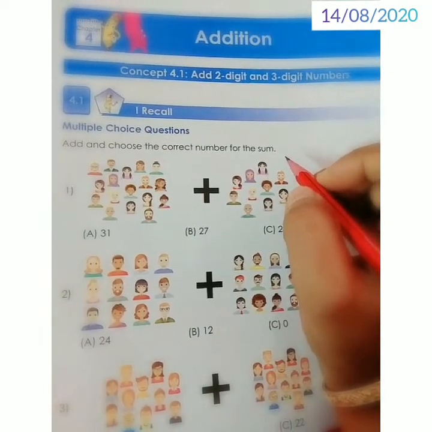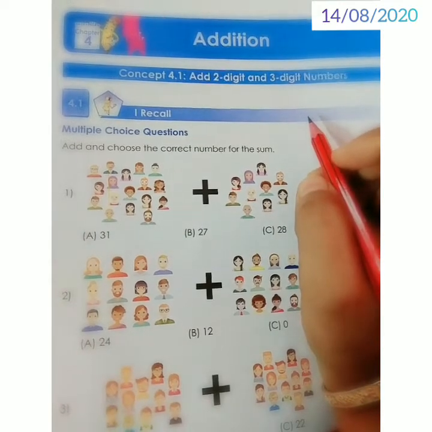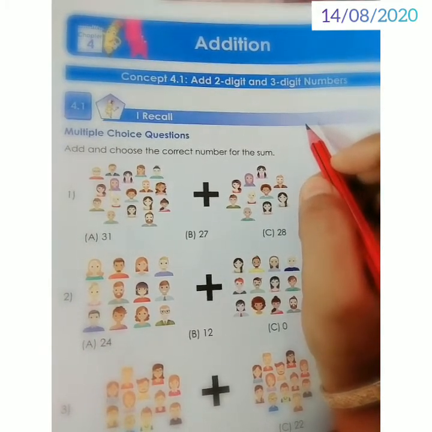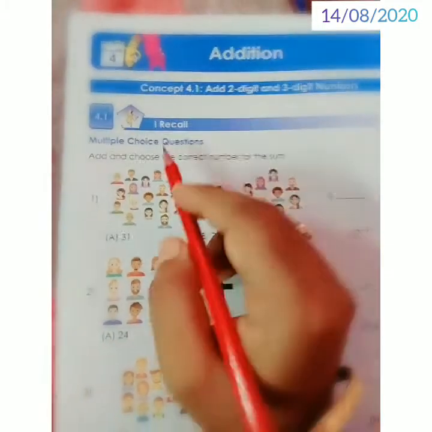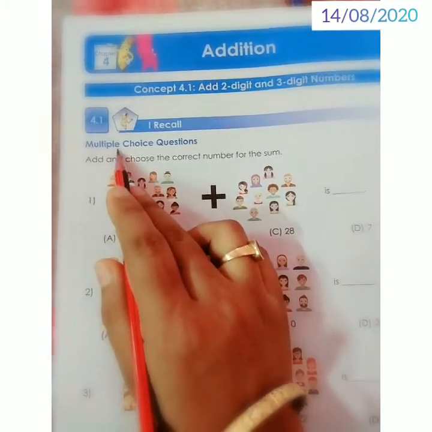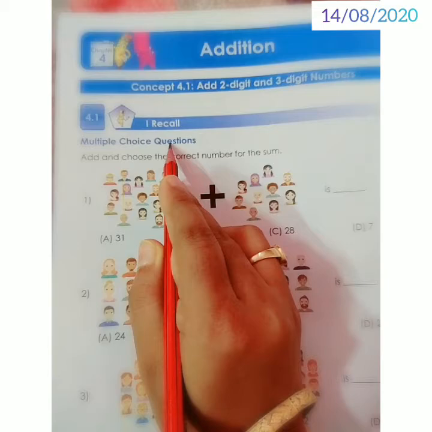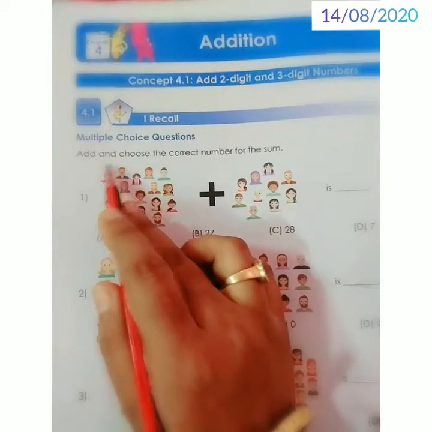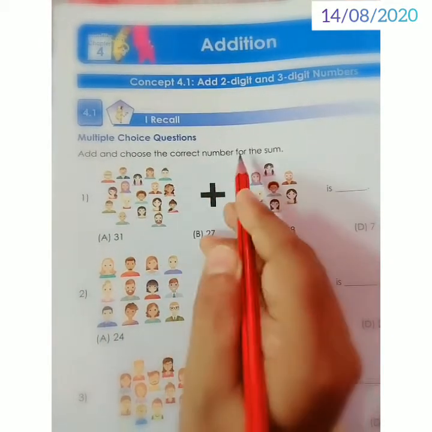Dear children, today we are going to solve workbook questions from page number 24. So let's start. The very first question is a multiple choice question. Add and choose the correct number for the sum.